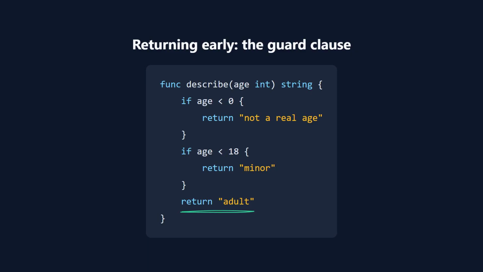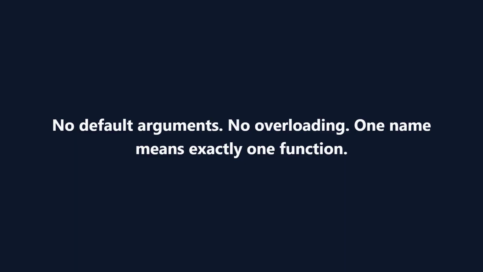Compare that with the alternative, an if containing an else, containing another if, drifting further and further to the right. Go programmers overwhelmingly prefer the flat version. The eye can run straight down the left-hand edge and see every exit. And you are going to see this exact shape again in the errors module, where the guard is, if error is not nil, return.